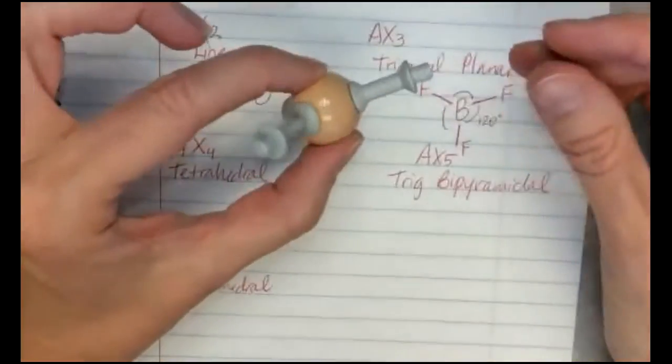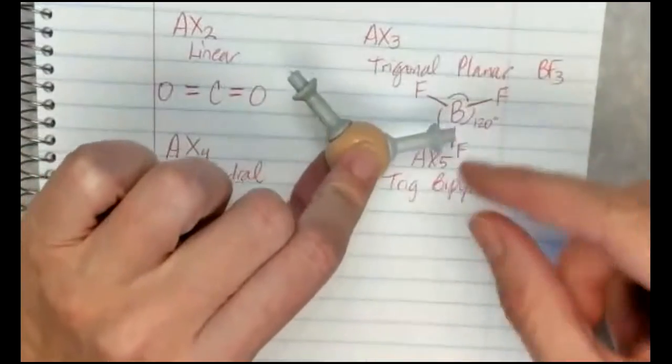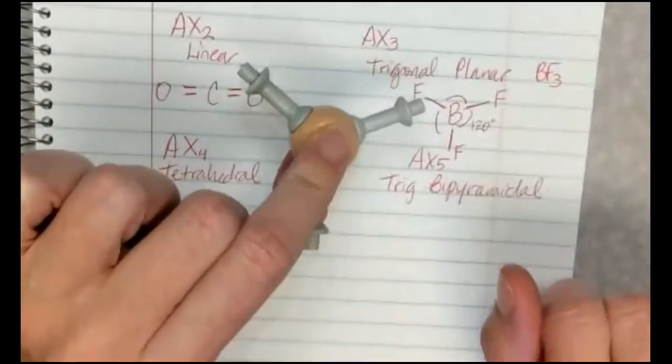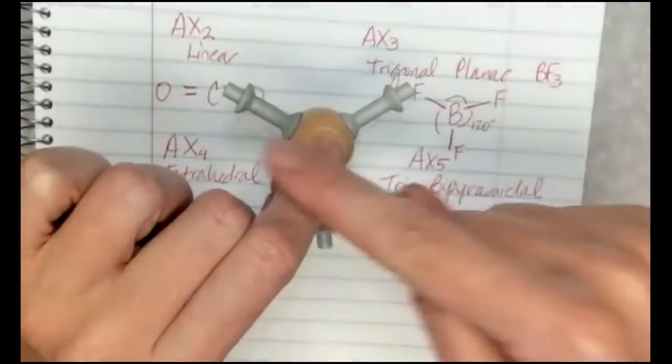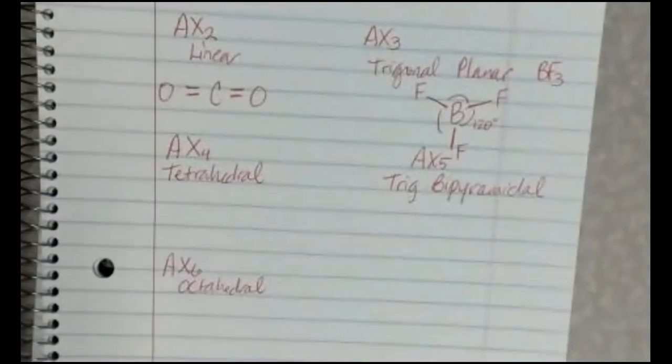Planar because obviously it's in a plane, right? So it kind of appears two-dimensional that way, right? It's not going up or down. It's just in a flat plane. And trigonal, right? Because it makes a triangle. So trigonal planar. Now, tetrahedral, this is carbon.